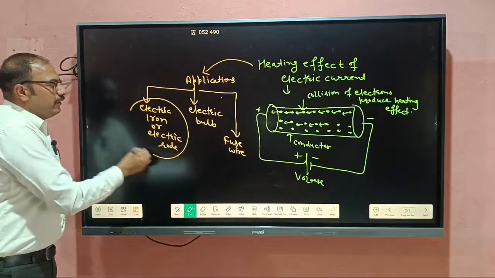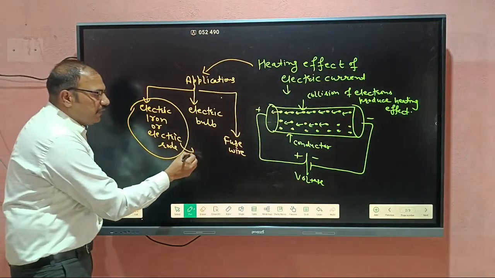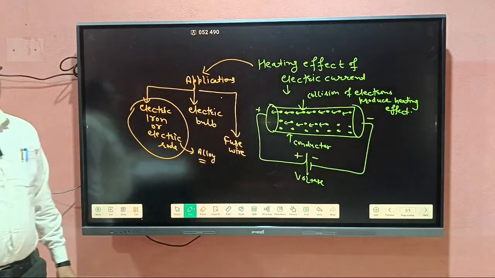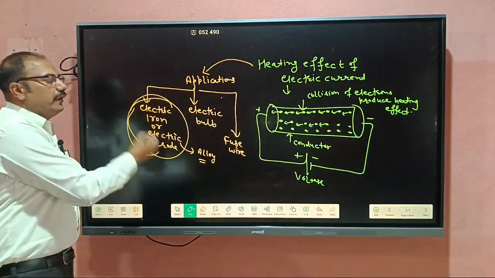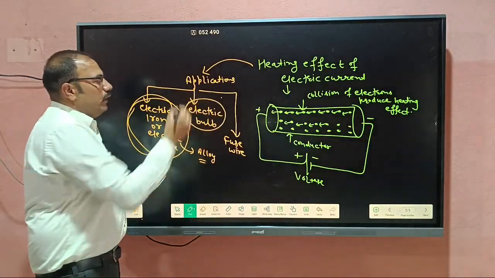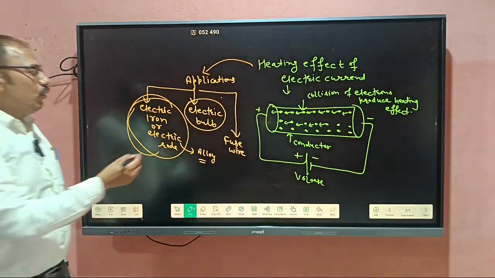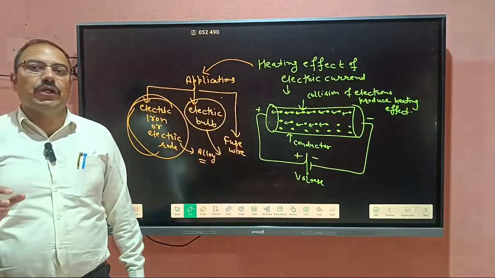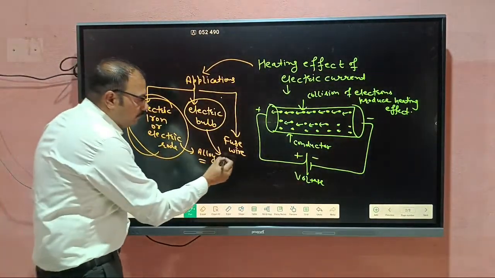These devices used for heating contain an alloy. When we apply voltage, they produce heat, and this heat is utilized in heating the water. And second, the electric bulb. The electric bulb also contains a material like tungsten. What is the role of tungsten here? When we apply voltage, the temperature of the tungsten material increases and it radiates energy.